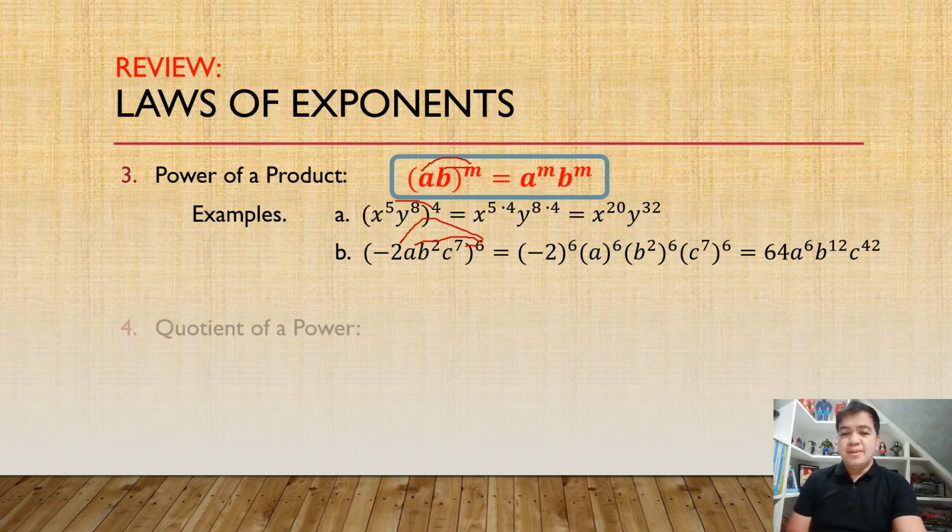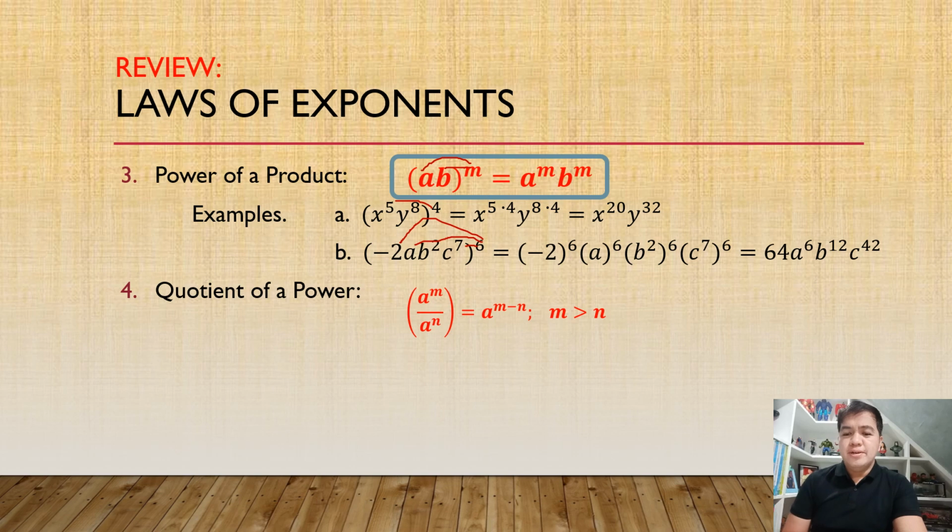Okay po? Next, number 4, quotient of a power. So, in quotient of a power, so, ito naman siya. So, if we have A to the M, over A to the N, so, ima-minus naman yung ating exponent. So, we have A to the M minus N.